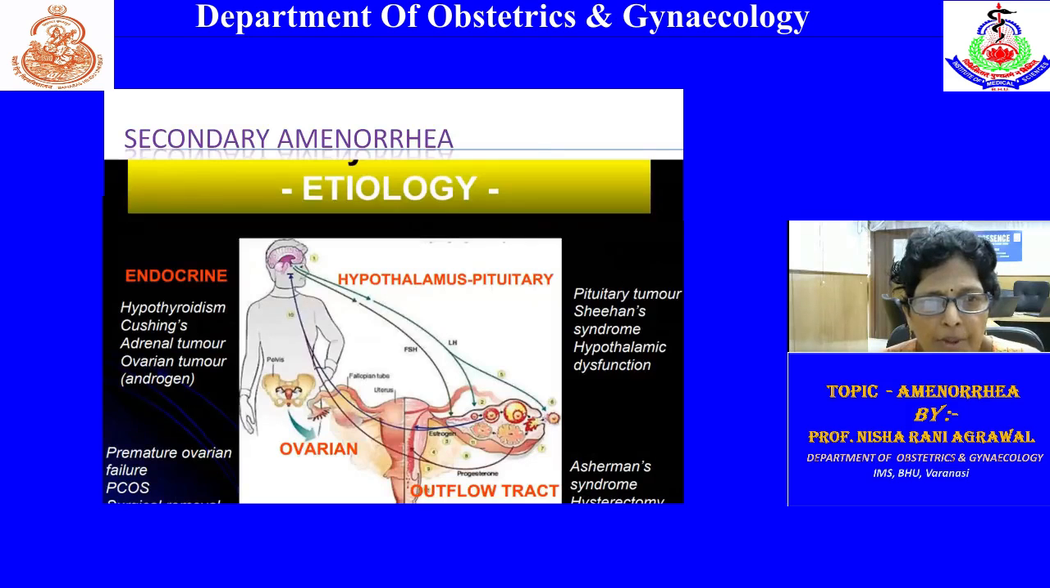In secondary amenorrhea, again, there are hypothyroidism, Cushing's, adrenal tumors, ovarian tumors. These are the endocrine problems. Pituitary tumor, Sheehan syndrome, hypothalamic dysfunction. These are the higher center problems. Premature ovarian failure, PCOS, or surgical removal of the ovaries, or radiotherapy. Then in the uterus, Asherman syndrome or hysterectomy.